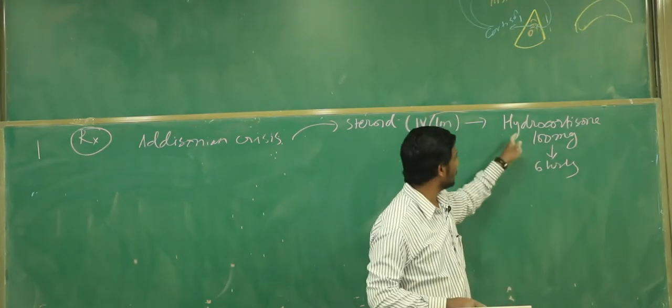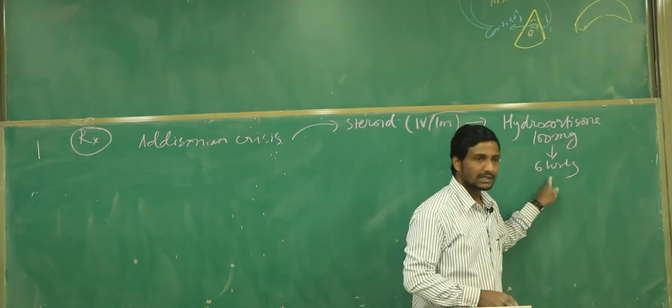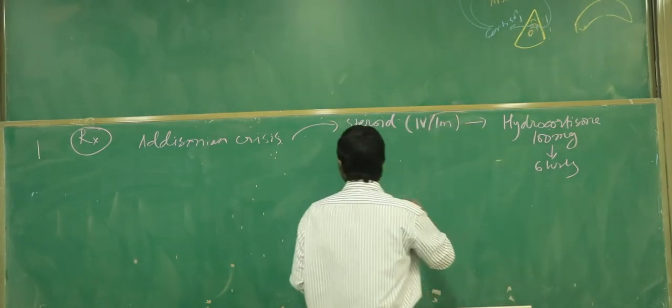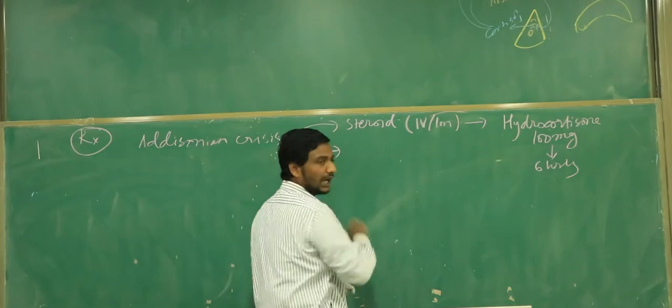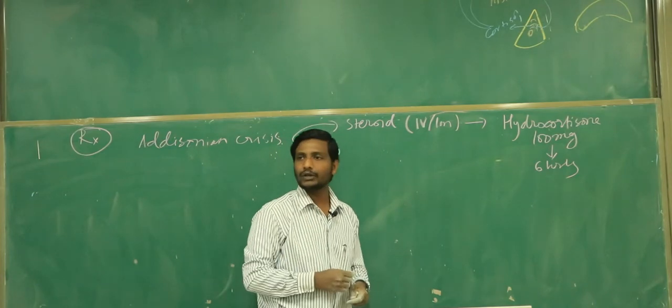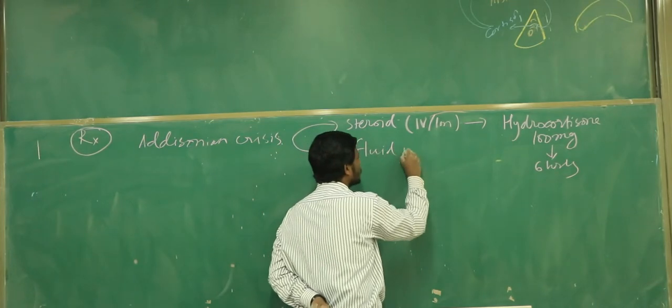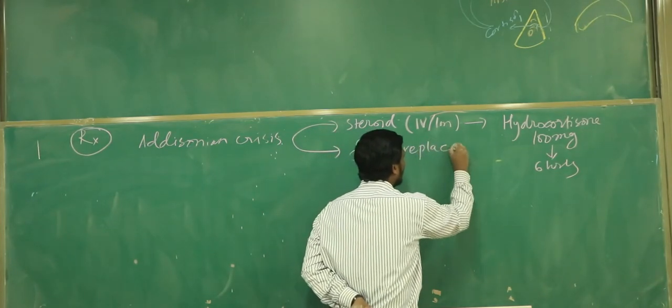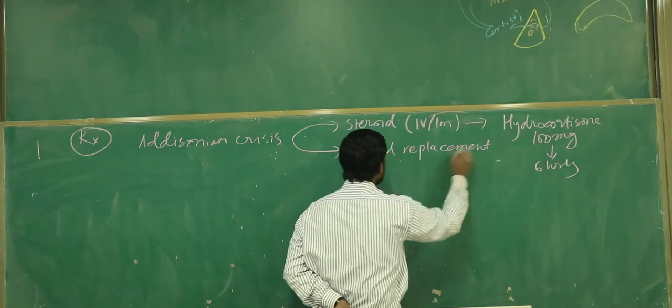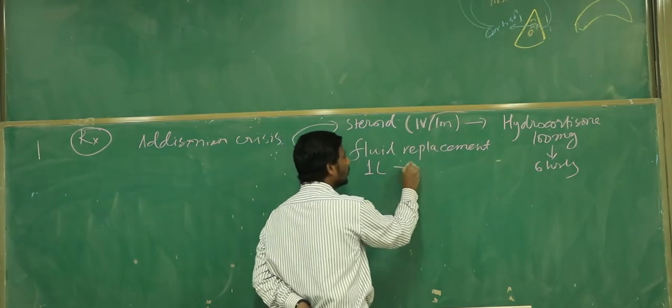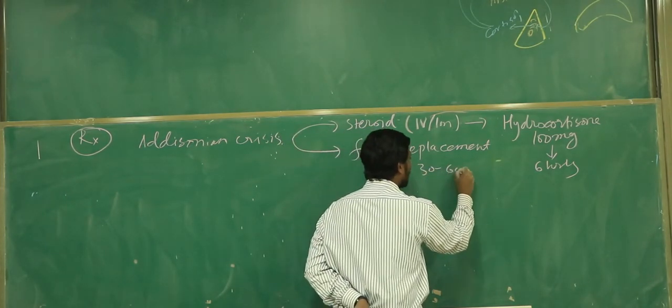Right? So we are going to repeat the hydrocortisone every how many hours? 6 hourly. Another very important thing, never forget that if the patient came to you with the adrenal crisis, we must also give the fluid replacement. Right? So fluid replacement is the second very important aspect of this treatment. And how to give the fluid is like this. We give around 1 liter of fluid within 30 to 60 minutes. We give it very fast.